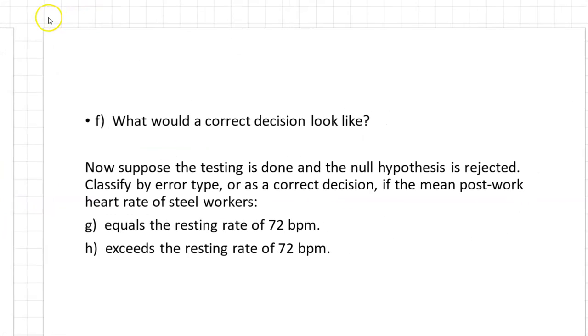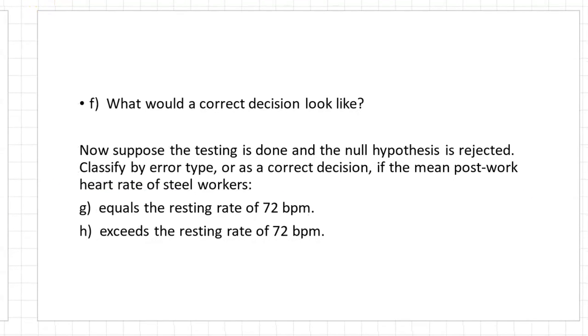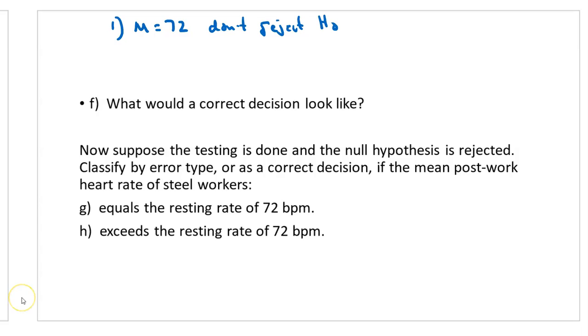What would a correct decision look like? Well, a correct decision would be that either the mean is equal to 72 and you didn't reject the null, right? So you have actually two possible correct decisions. One of them is that the mean is actually equal to 72 and you don't reject the null hypothesis. Or the other possibility is that you conduct the test and find the mean is actually greater than 72 and you do reject the null. All right, so that's what a correct decision looks like.